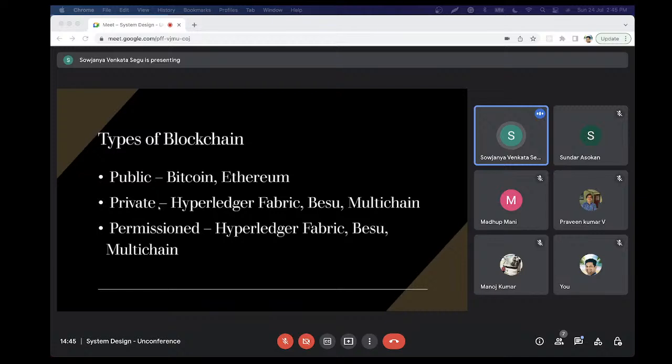Private is not decentralized. But a private network is utilized by big organizations where they want to share data among multiple branches or multiple departments and have transparency.